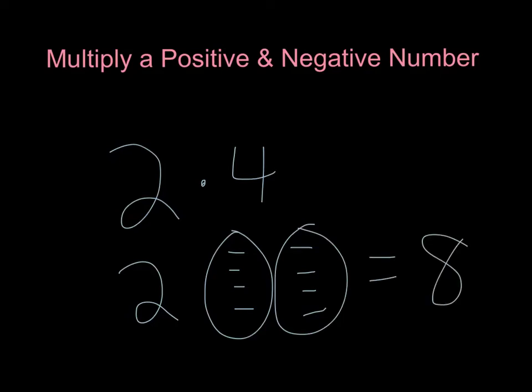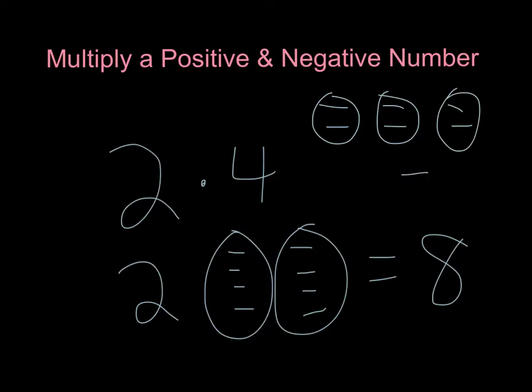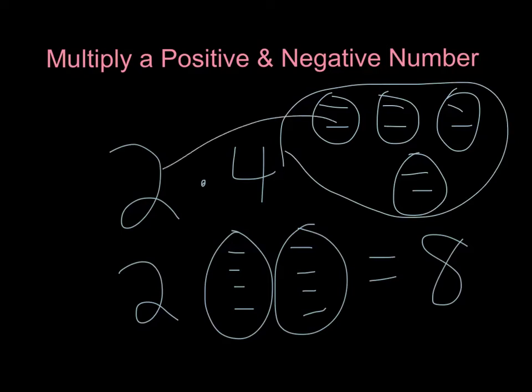We could have also said there's 4 sets of 2, meaning here's 2 here, here's 2 here, here's 2 here, and here's 2 here. This says there are 4 sets of 2. This says there are 2 sets of 4. Make sense? So either way, that's the way to think about multiplication: there's 2 sets of 4 or 4 sets of 2.